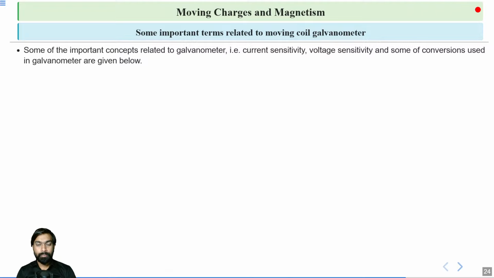Now some important terms related to the moving coil galvanometer, that is current sensitivity, voltage sensitivity, and some of the conversions used in galvanometer are given below. So first is conversion of galvanometer into ammeter.